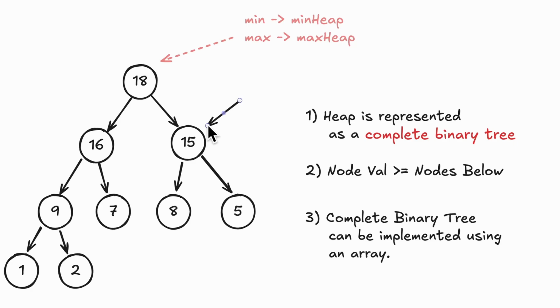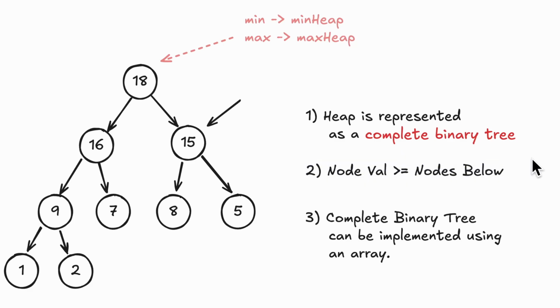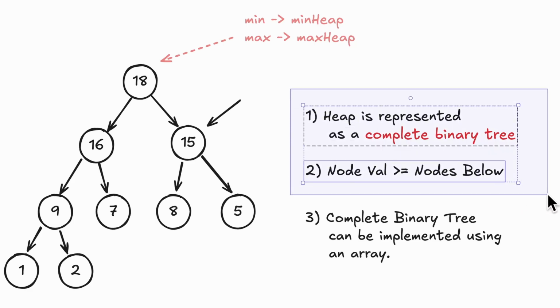All the nodes below 15 should have a value less than or equal to 15. So this is what the second point is saying. Okay, I hope you got this point. So with the help of these 2 points, we can implement the heap data structure, right? So what exactly is this third point saying?